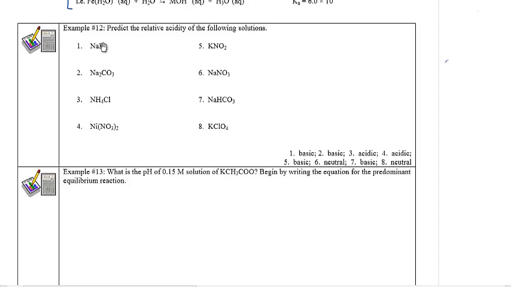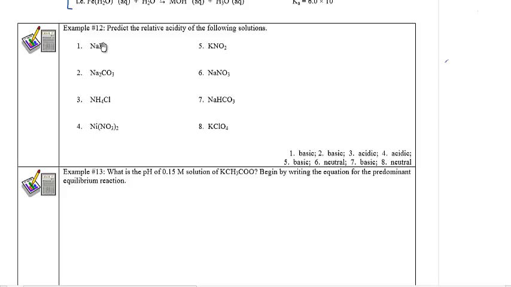In this next segment, we are going to talk about how to predict the relative acidity of a solution made from a salt. So in your packages, you have this list of ions, and the answers are already given down at the bottom corner. However, what I would like for us to do is to take a look at each of these salts and go through the process of analyzing why we get the answer that we do.